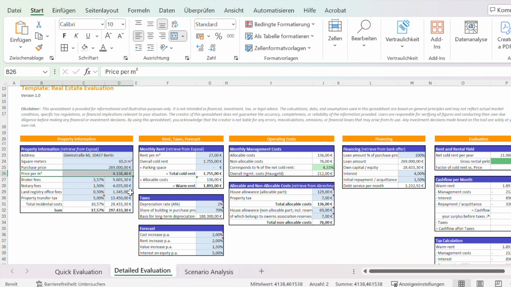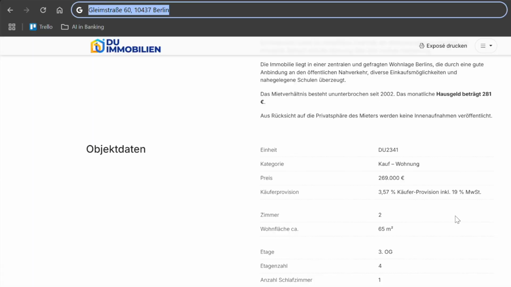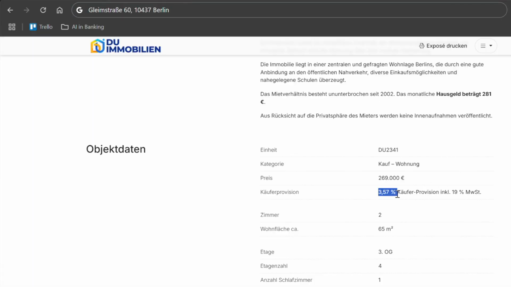Now, you do have a bunch of other, as we said, closing costs or side costs, also called incidental costs, which I put here, such as the broker fees. In this case, 9,600 euros. How do we know this? It's 3.57% usually of the purchase price of the property. Let's make sure this is really correct here. Yes, that's also what it says in the expose. So that's usually the price, 3.57%.